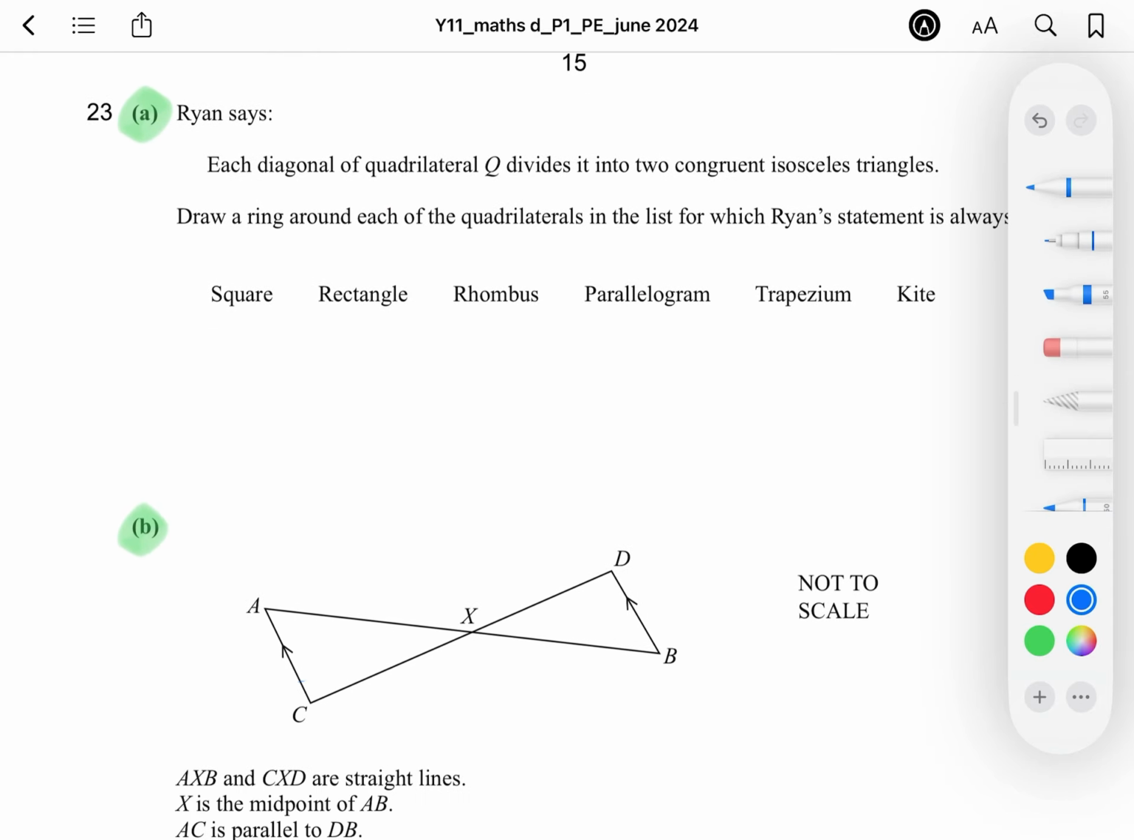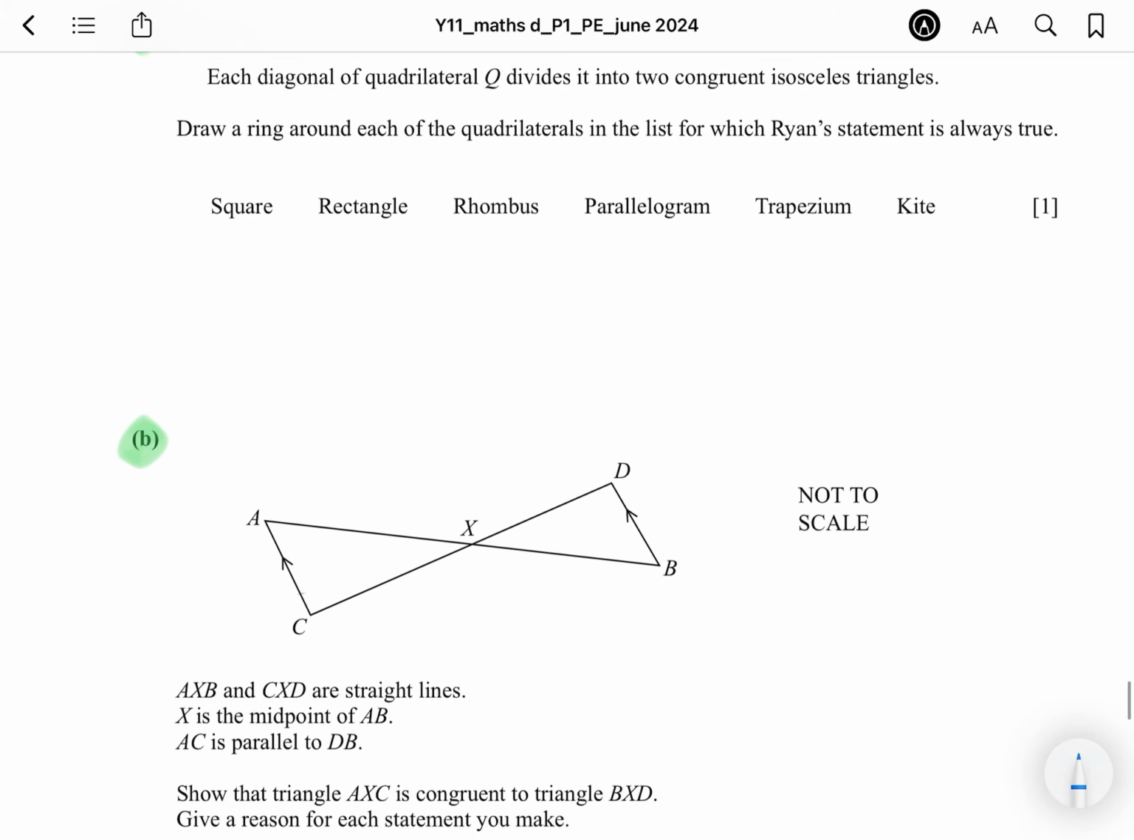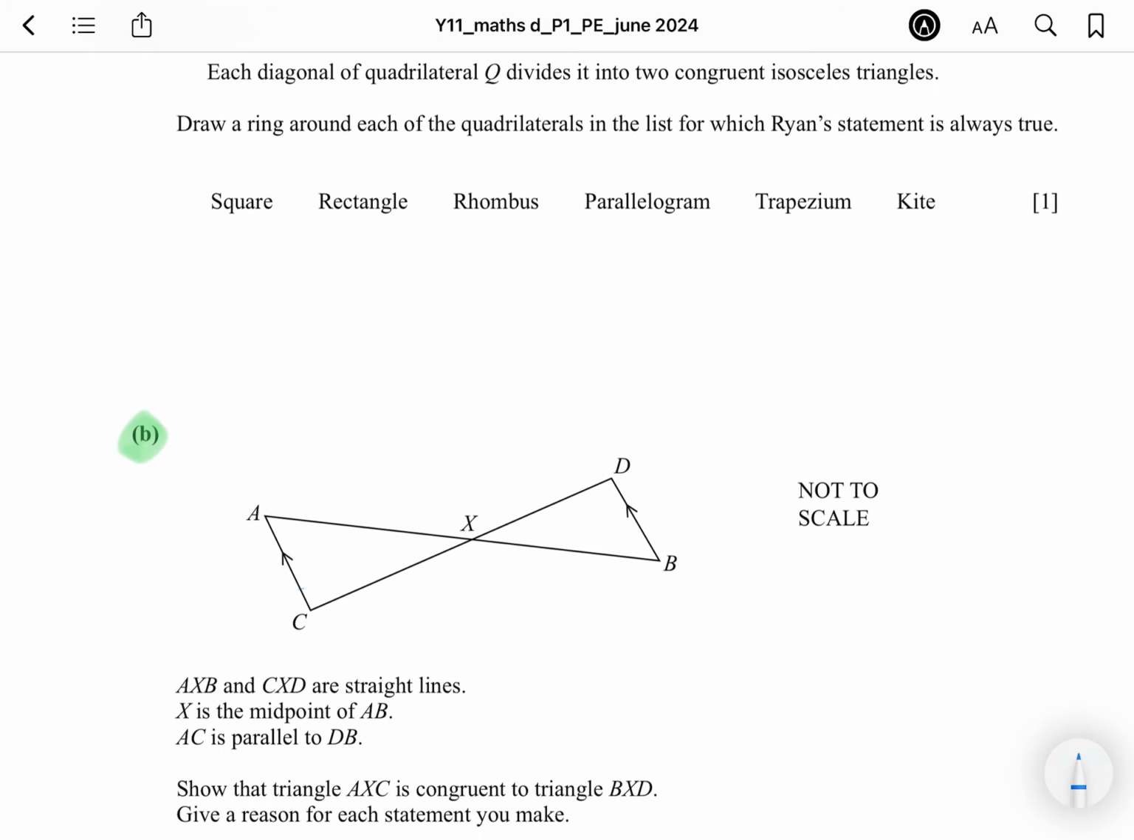Next one, regarding quadrilaterals, where it divides into two congruent isosceles triangles, you can try drawing it and then dividing it. You would see that a square and a rhombus will give you that.